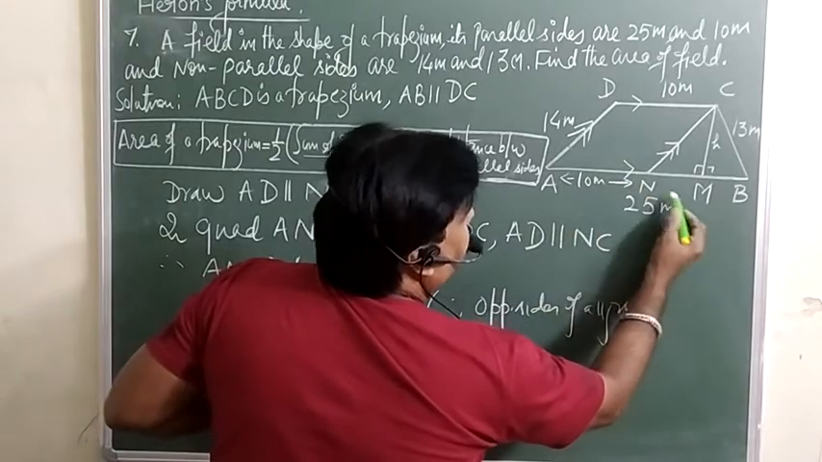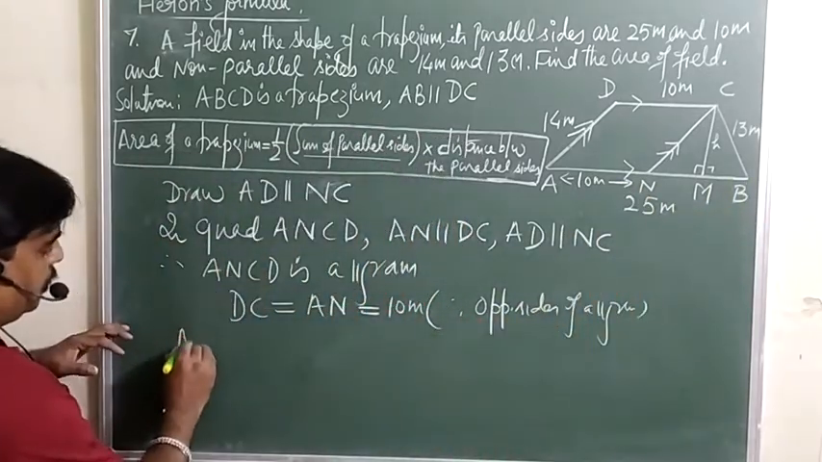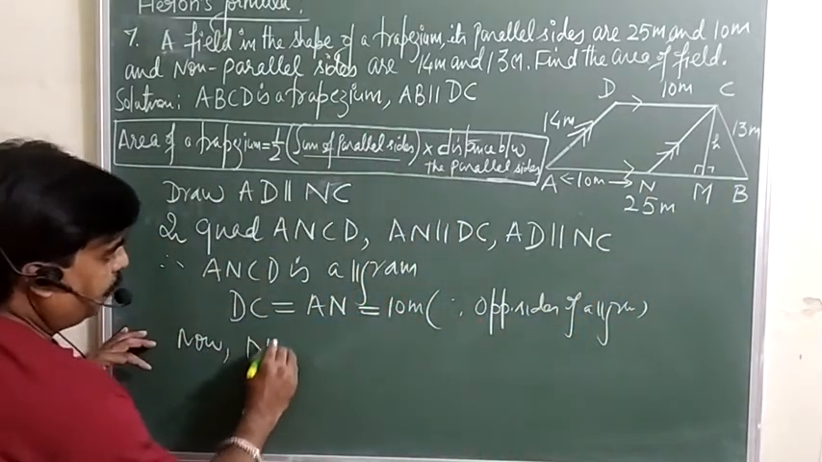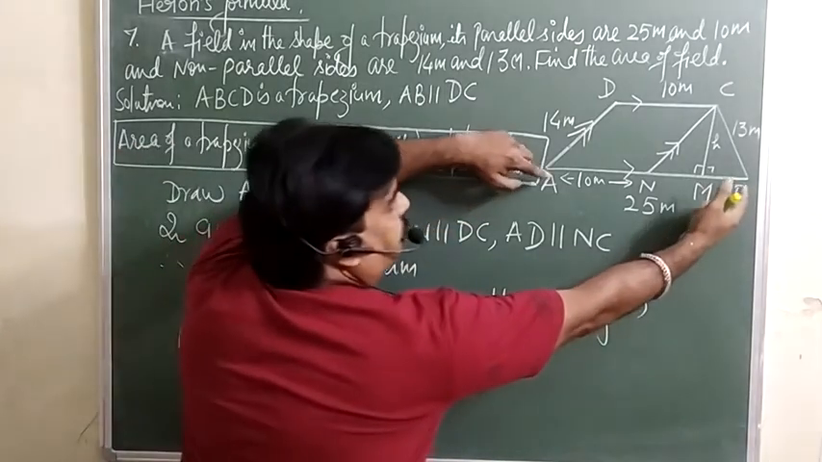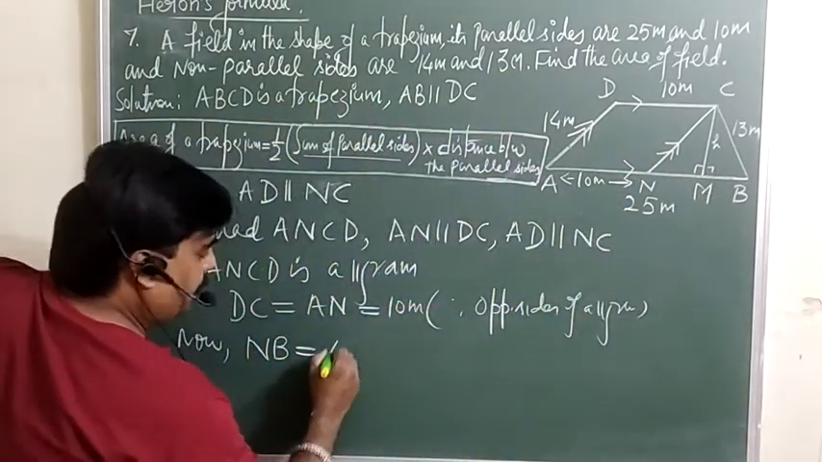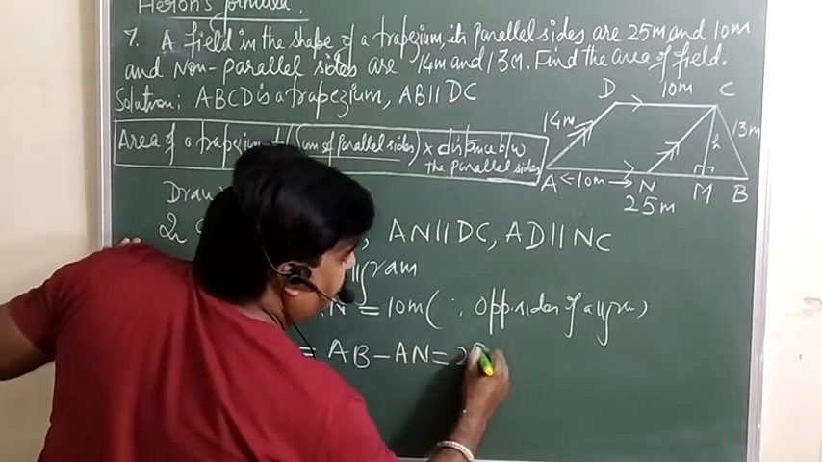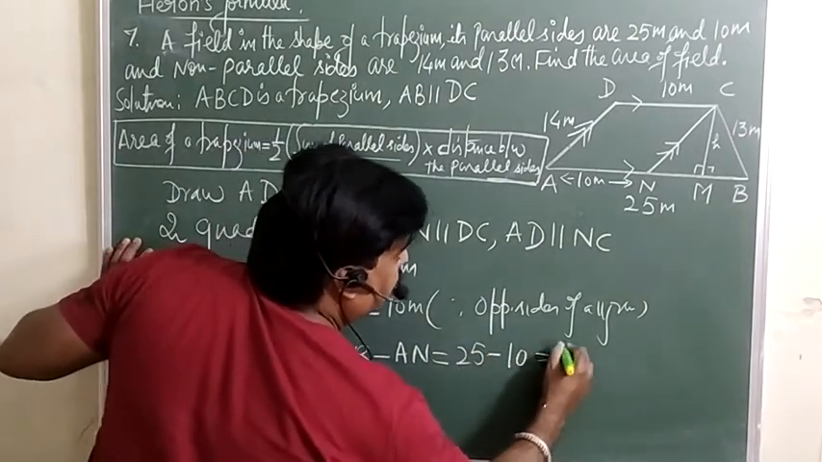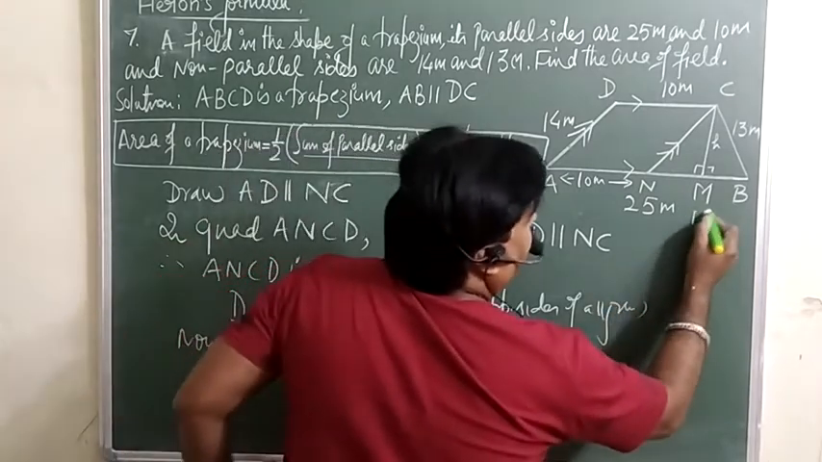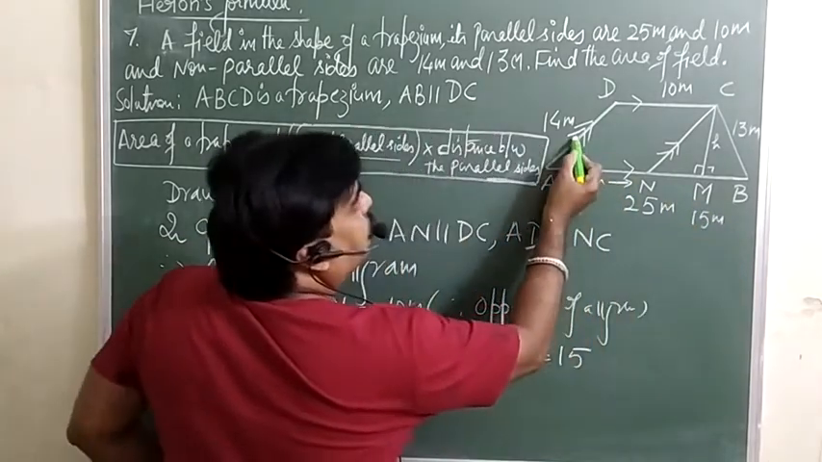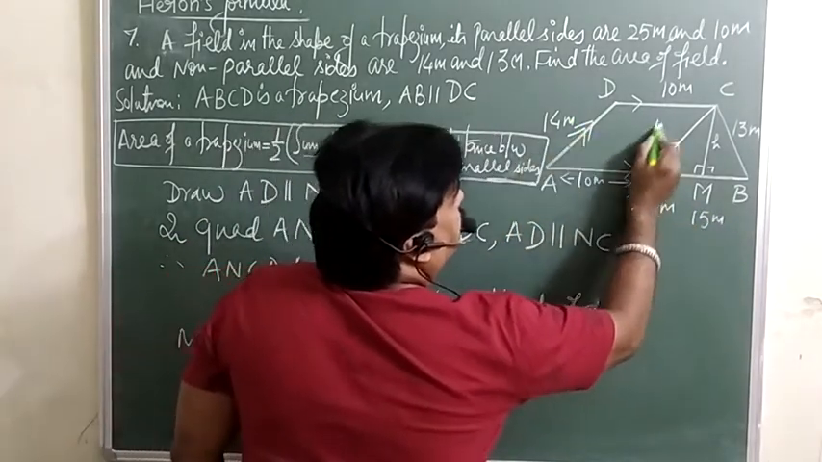So now you can find out this NB. Now what will be your NB? NB will be equal to AB minus AN. So AB is 25 minus AN is 10. So this is 15. So this side is 15 meter. And because this is a parallelogram, so this is 14. This will also be 14.